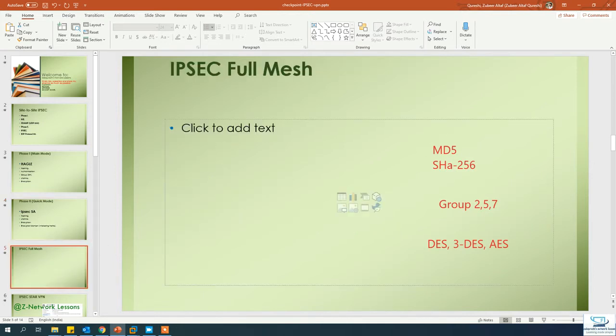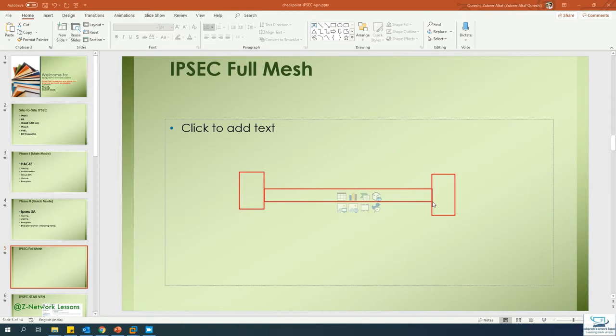Now, IPSec full mesh. We have different types of topology. If you see, site to site is simple. One firewall and another firewall, and you build a tunnel in between. That is your site to site, one side to the other side. This is the tunnel, with phase 1 and phase 2 both.